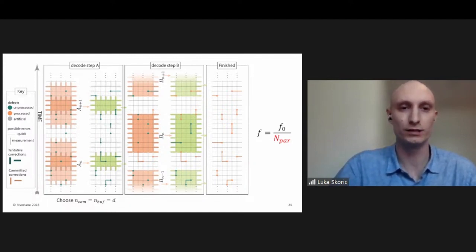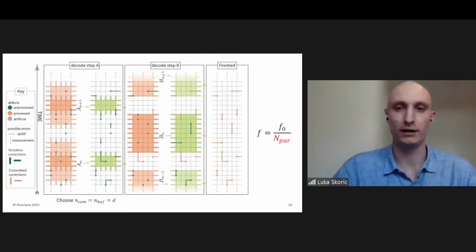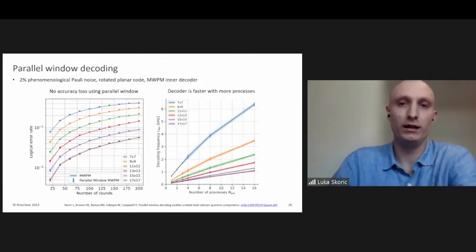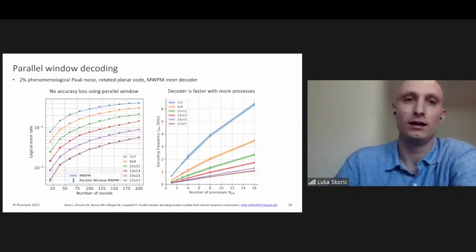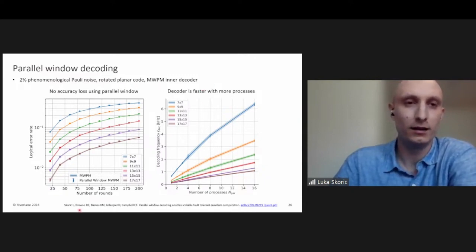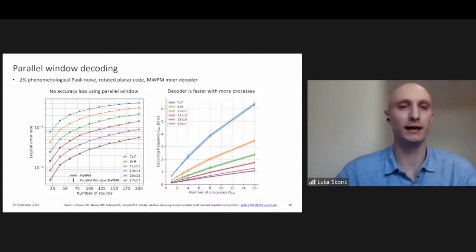Similar to before, we again choose the commit and buffer region to be about size D to have no drop in logical accuracy. So we again ran the numerics using phenomenological noise first. Again, rotated planar code and using minimum weight perfect matching in our decoder here. And again, similar to before, we see that as we increase the number of rounds, the lines, which is the global decoder, match the points, which is the parallel window decoder, on the logical error rate across different code sizes. This tells us that, again, there is no logical reduction in accuracy.